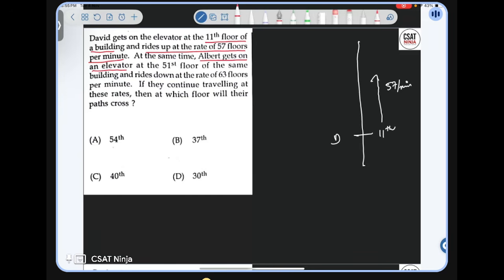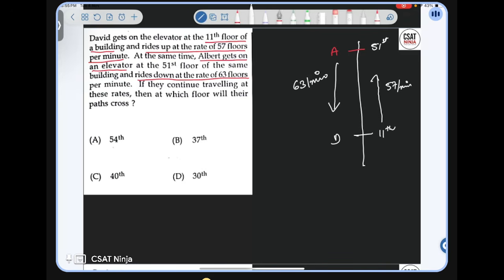And the question says again, at the same time, Albert gets on an elevator at 51st floor. That means Albert, this is Albert, and gets on at 51st floor. Same time, and rides down at a rate of 63 floors per minute. Okay, Albert is going down at a speed of how much? 63 floors per minute.